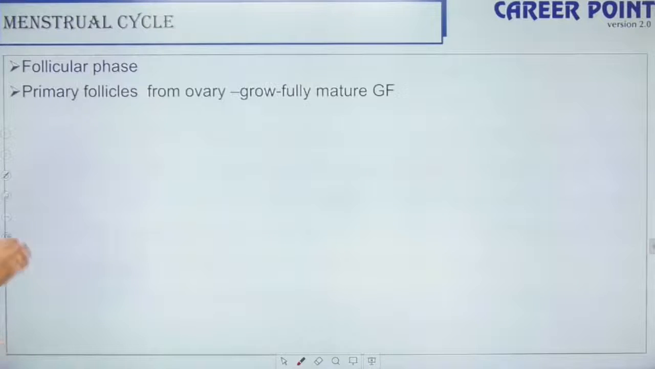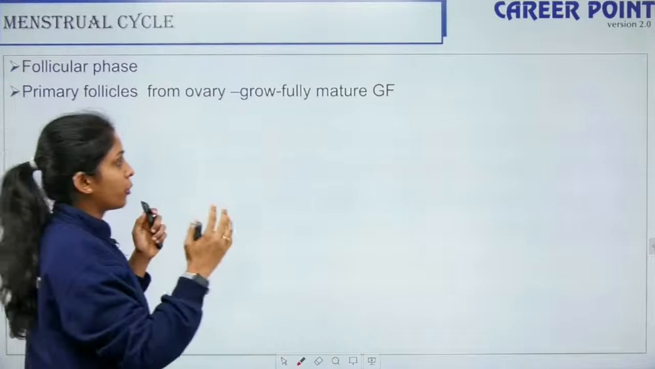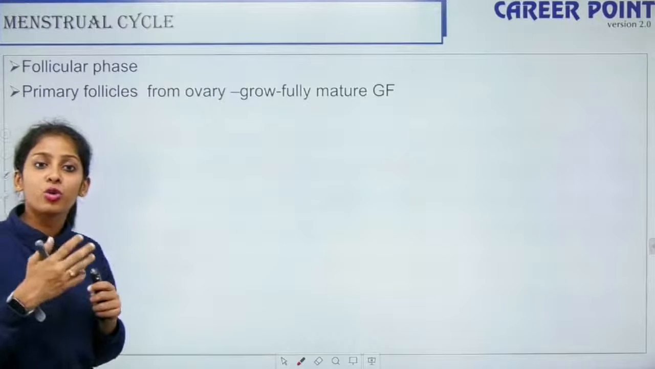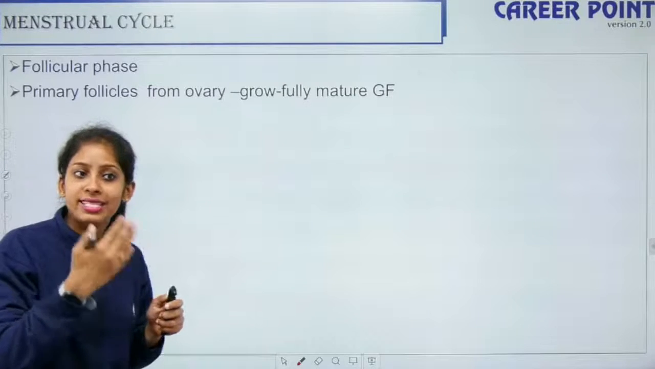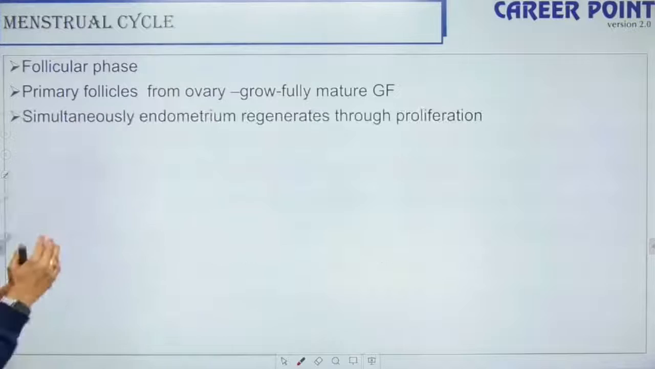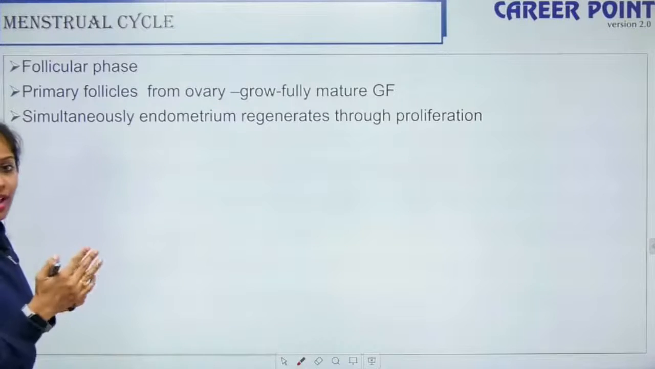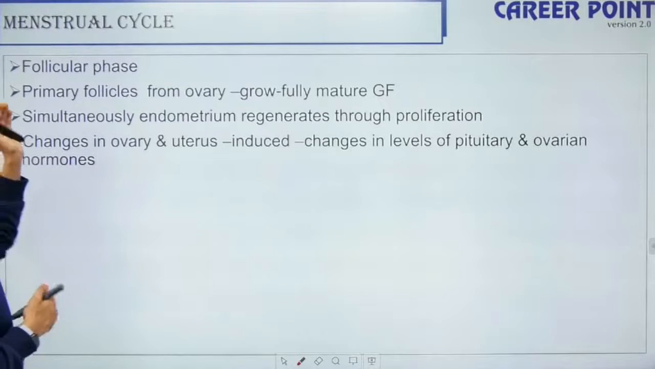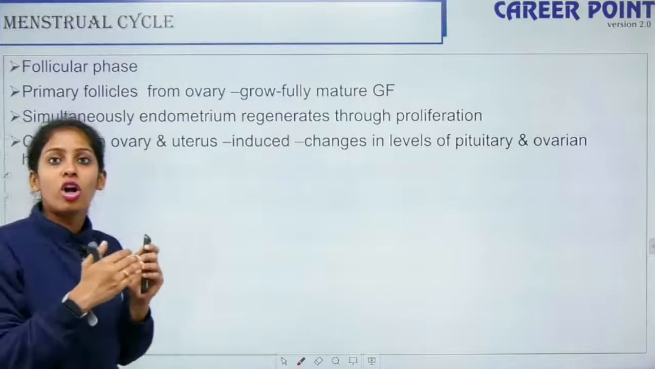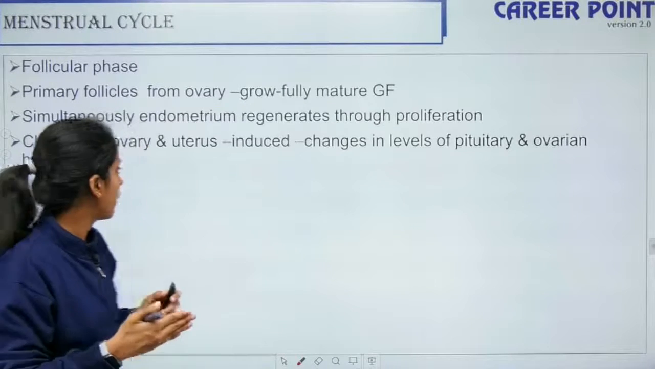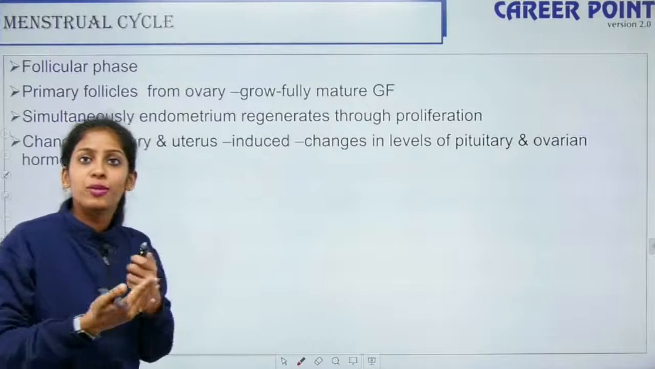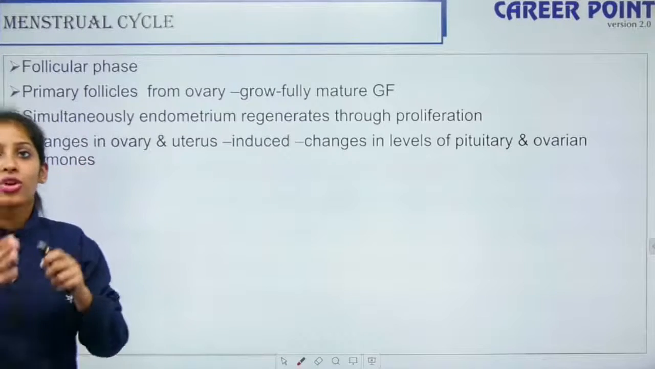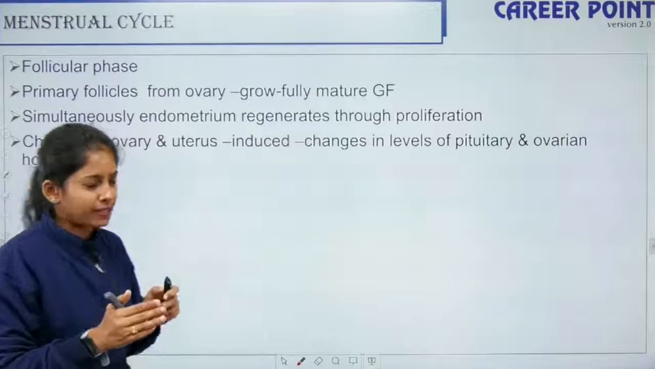In the follicular phase, the primary follicles from the ovary fully mature and grow to become the Graafian follicles, because the secondary oocyte is getting ready simultaneously, right? Simultaneously, the endometrium regenerates through proliferation. That is why your follicular phase is also called the proliferative phase. Changes in the ovary and the uterus are induced. The levels of the pituitary hormones are pretty high. The gonadotropin levels are pretty high.